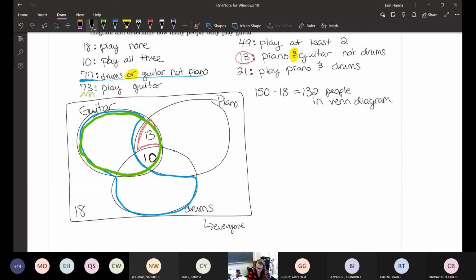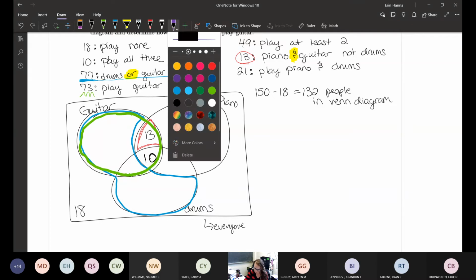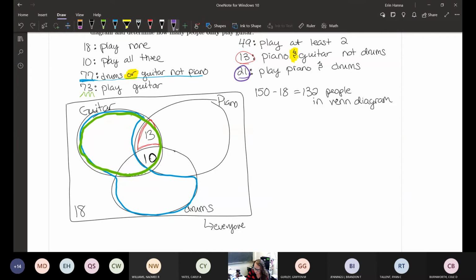Oh, play piano and drums. Oh, yes. Okay, I'm so sorry. I understand now. This 21, play piano and drums. Now that doesn't say that they can't play guitar. So that's going to end up in this piece here. They play piano and drums, and possibly guitar.